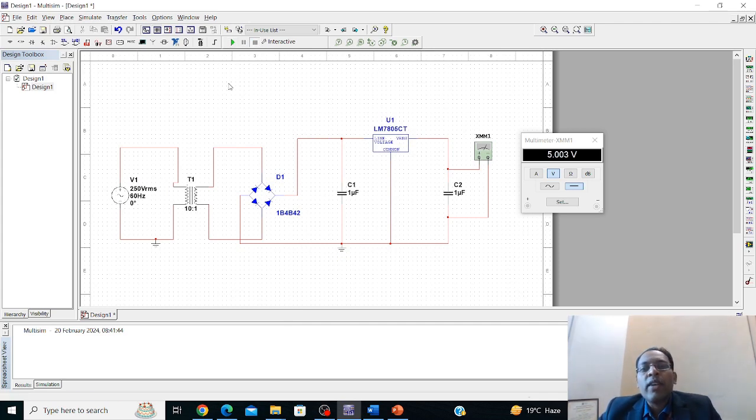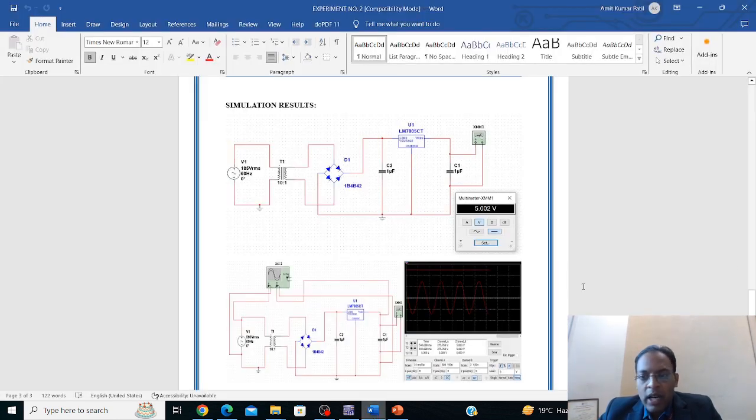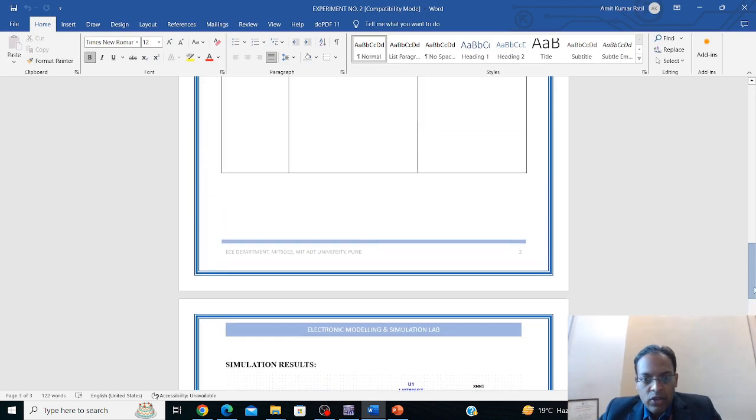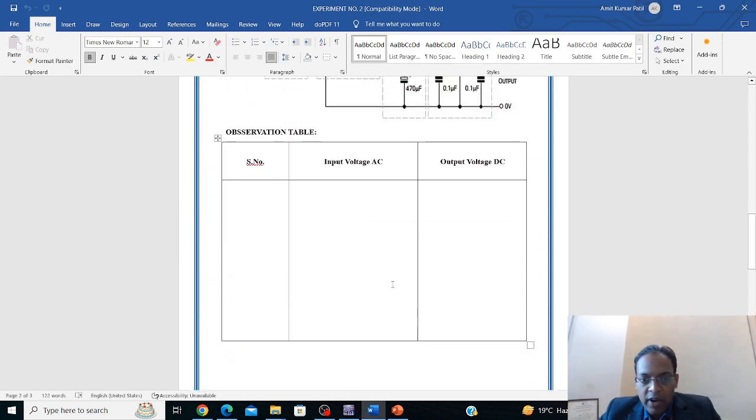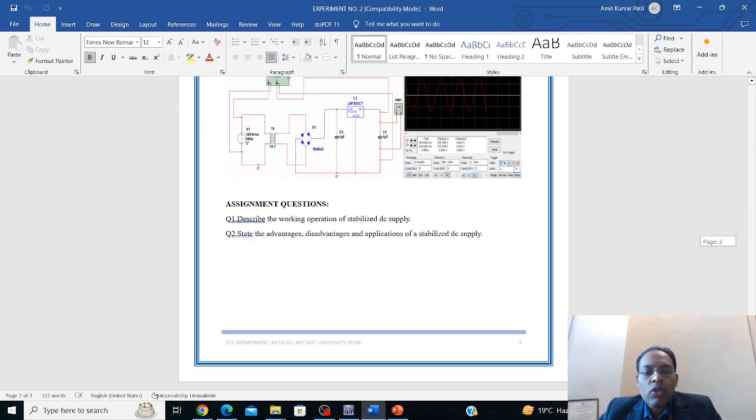Okay, so in this way you can perform the experiment and check the output. Here you have to note down the readings in the observation table. So this is the observation table: input AC different voltages, output DC different voltages. Here you have to note down the readings. Okay, and after this you have to solve the assignment questions which are given at the end of the experiment.